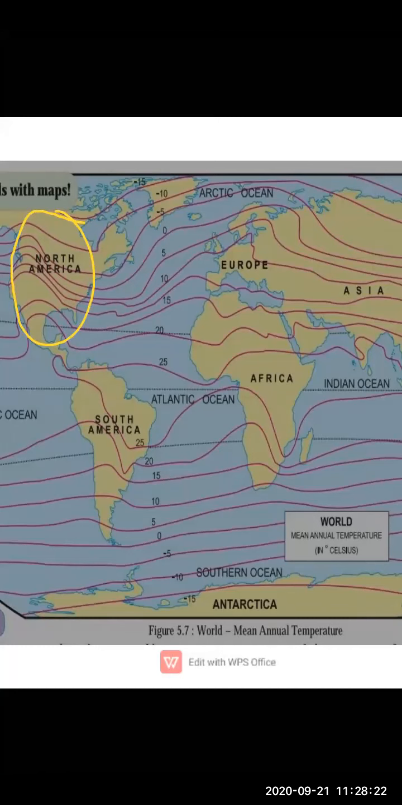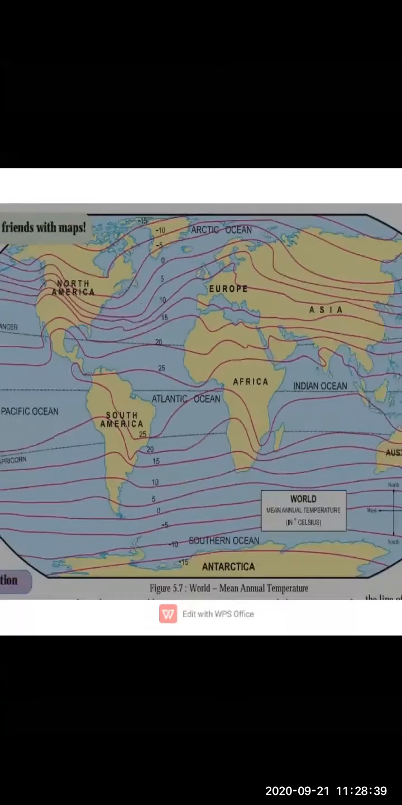They are forming curves, right? They are forming curves, okay? So here we have studied the isotherms in the northern hemisphere and the isotherms in the southern hemisphere. Okay, now we will move towards our last topic, that is thermometer.